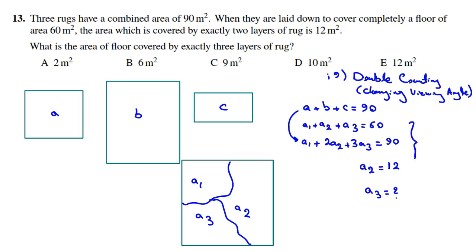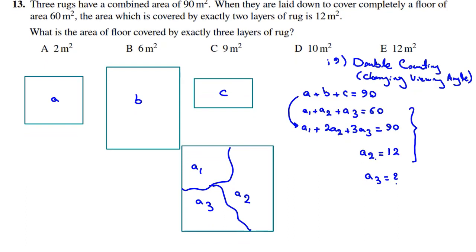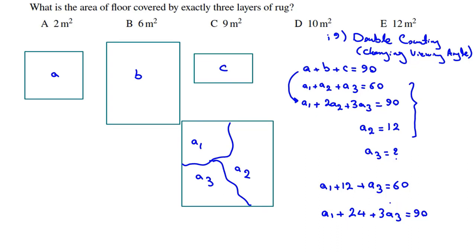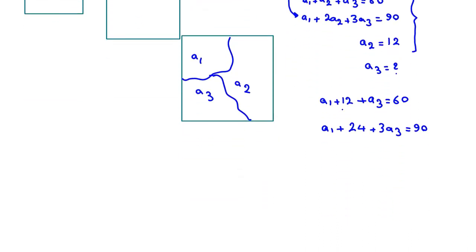Here we consider these 3 equations. We have A2, so let's replace A2. A1 plus 12, we plug in A2 with 12, plus A3 is 60. A1 plus 2 times 12, which is 24, plus 3A3 equals 90. Now, if we subtract 12 from the first equation, it will be A1 plus A3 equals 60 minus 12, which is 48. And this one, A1 plus 3A3 equals 90 minus 24, which is 66.